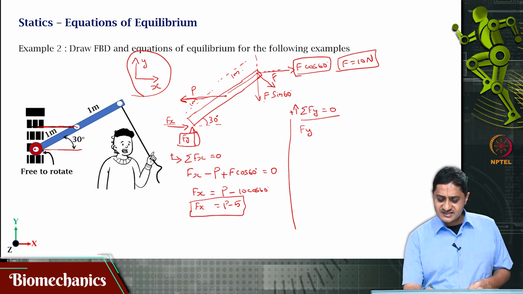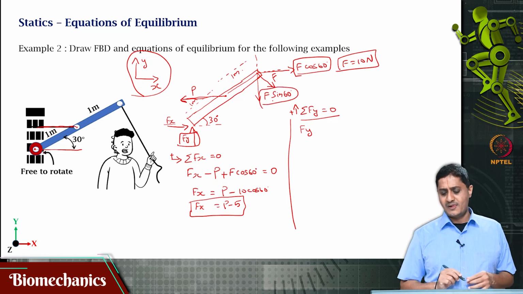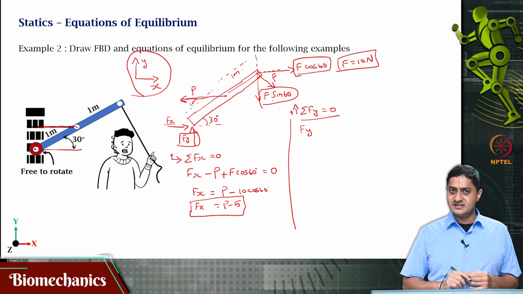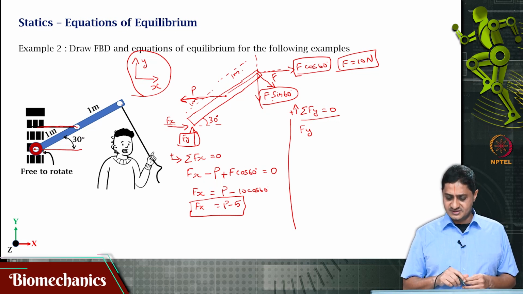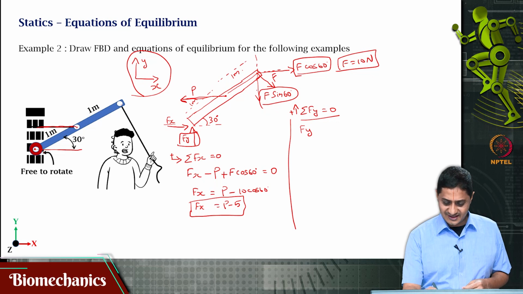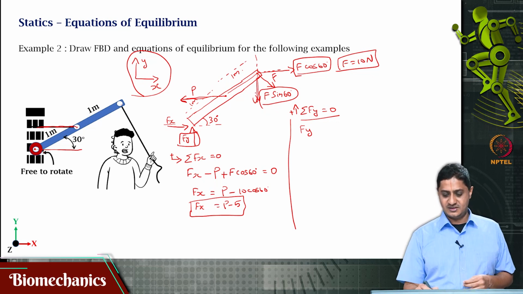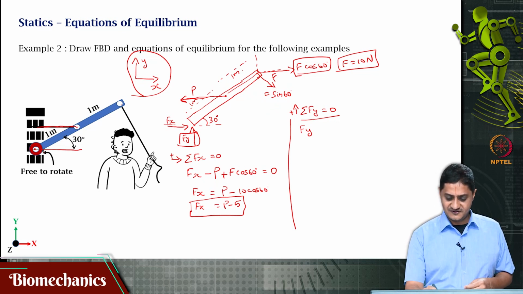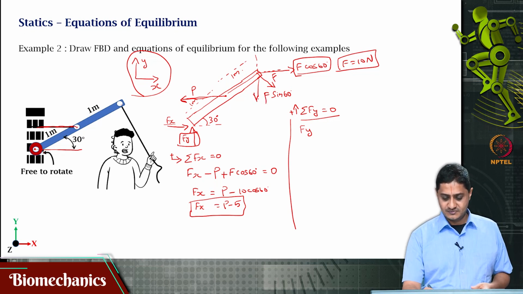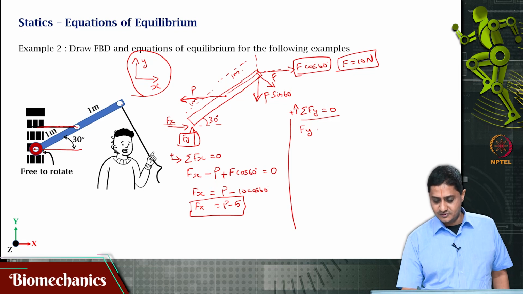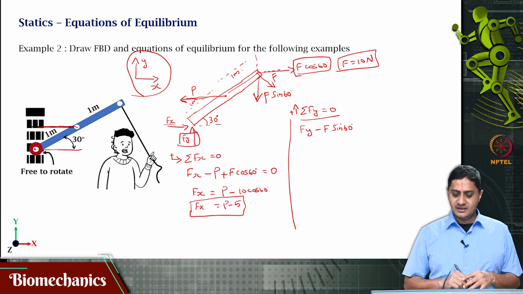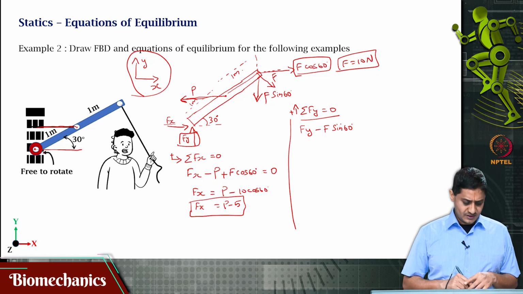And what else is there? There is F sin 60 that is there, but F sin 60 is in the negative y direction, is it not? How do I know this? Because it is acting like this. Okay. F sin 60 is acting like this, I know this. Okay. So, I am going to write this as minus F sin 60. Any other component? Will P have a component in y direction? The answer is no. Why not?